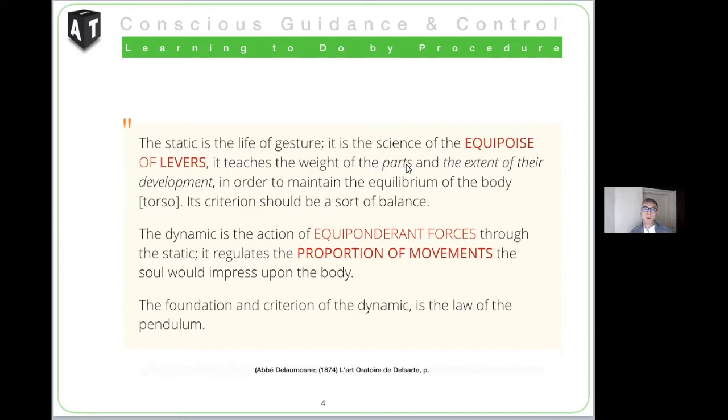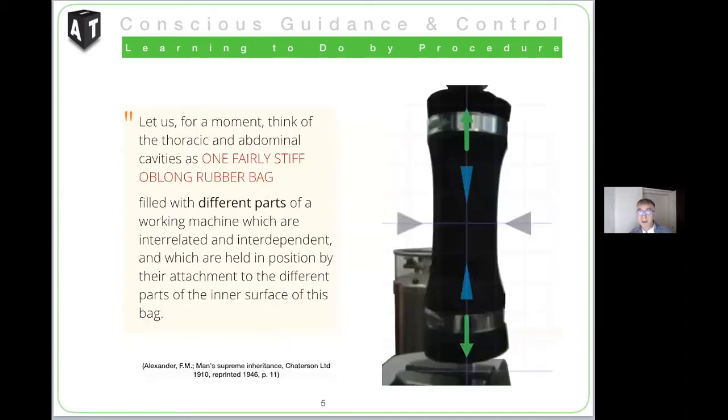Yes? And so from there, it's possible to come back to what Alexander is saying. And he's saying, for example, when he's talking about the body, what I call the torso, he says that the torso is made of two cavities. So he says, let us for a moment think of the thoracic and abdominal cavities as one fairly stiff oblong rubber bag.